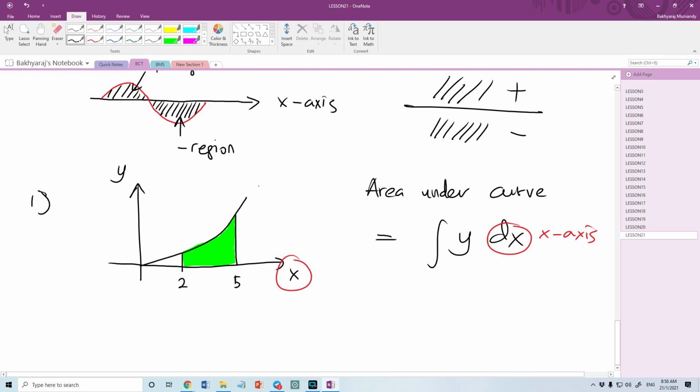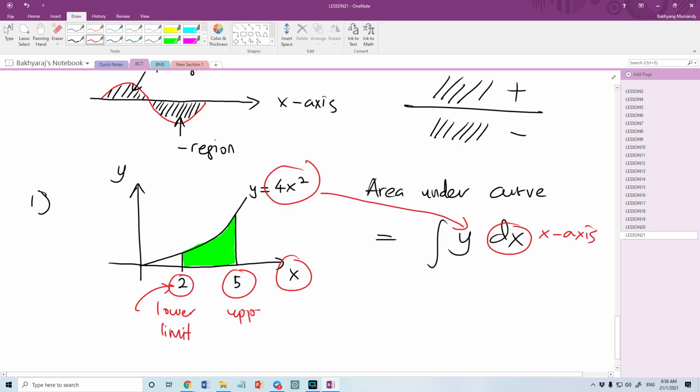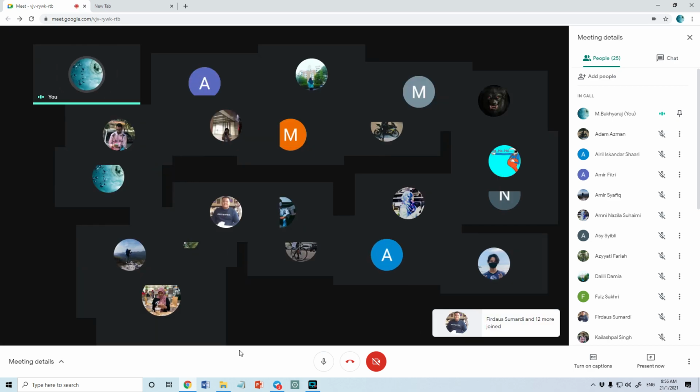Sebab ini kita akan ada formula. Formula dia ialah y equals 4x squared. So maksudnya kita akan ambil benda ni, kita substitute dalam ni, kita substitute balik dekat sini. And we have limits, right? Look at here. We have limits. Our lower limit, last time I taught you, lower limit is 2. And then we have the upper limit. Upper limit is 5. Dia akan dekat sini.